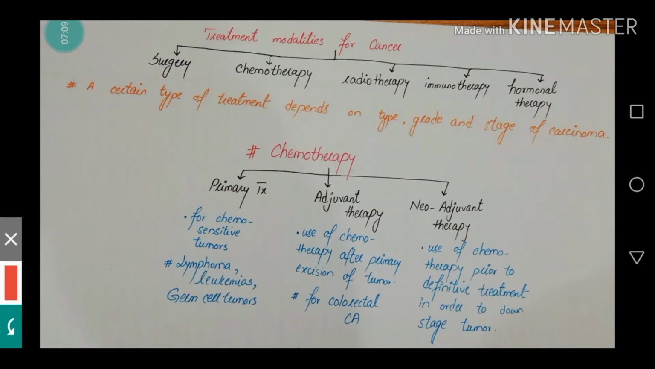Now, one must differentiate between adjuvant therapy and neoadjuvant therapy. By adjuvant therapy, we mean use of a chemotherapeutic agent after primary excision of a tumor so that the tumor does not reoccur. And this is used, for example, for colorectal carcinoma. This could be used for any other carcinoma as well. And neoadjuvant therapy is the use of chemotherapeutic agent prior to a definitive treatment in order to downstage a tumor.